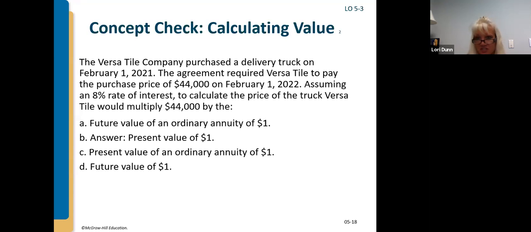What's so important about that? You need to know how much to debit the vehicle account for when you buy that. You don't debit it for $44,000, because that future payment has interest in it at 8%. So we've got to pull the part out of that payment that will be interest and only record the principal, or what the actual cost of the truck was, $40,741.